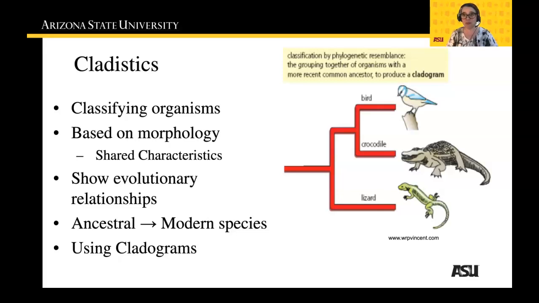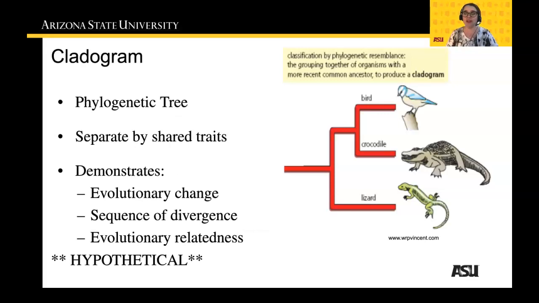The idea from the left side is the ancestral species. Toward the right side would be the more modern species. The cladogram is the tree, also called a phylogenetic tree, which we see here. You can see that the bird and the crocodile are closely related as compared to the bird and the lizard, because they share common ancestry, more so than the lizard with the bird or crocodile.